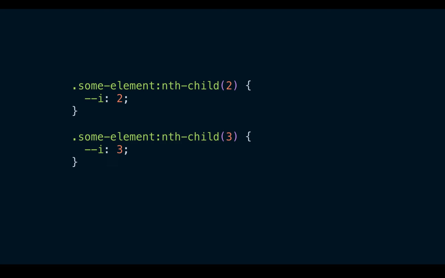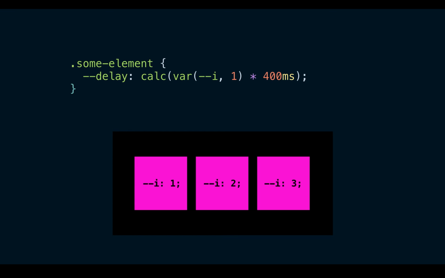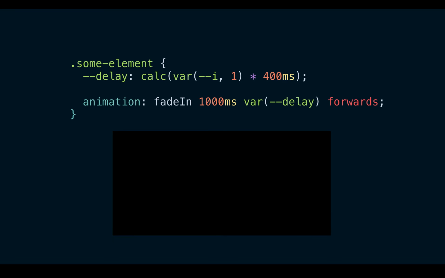First, we assign each element a custom property that corresponds to the element's index. Then we use that variable to calculate another custom property, which we'll call delay. Now we can use that custom property in place of the animation delay value in the animation shorthand property.